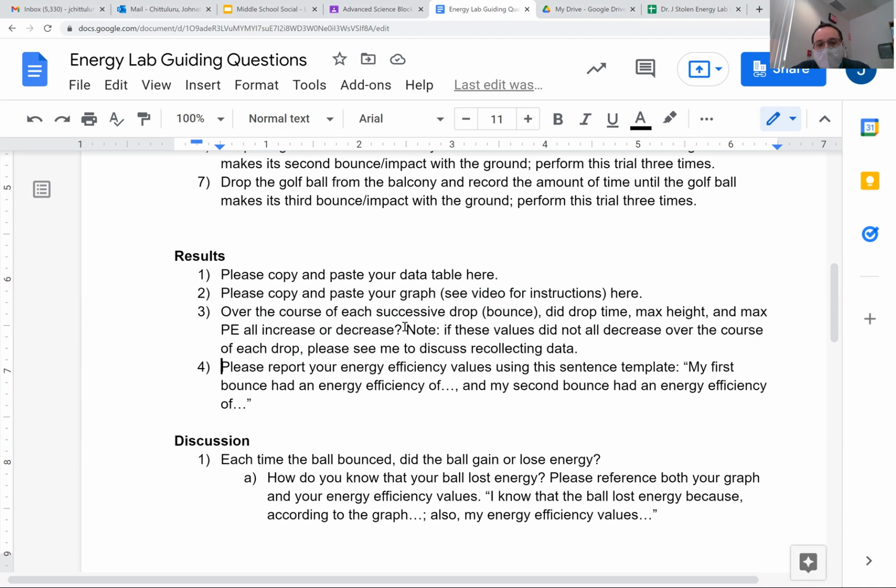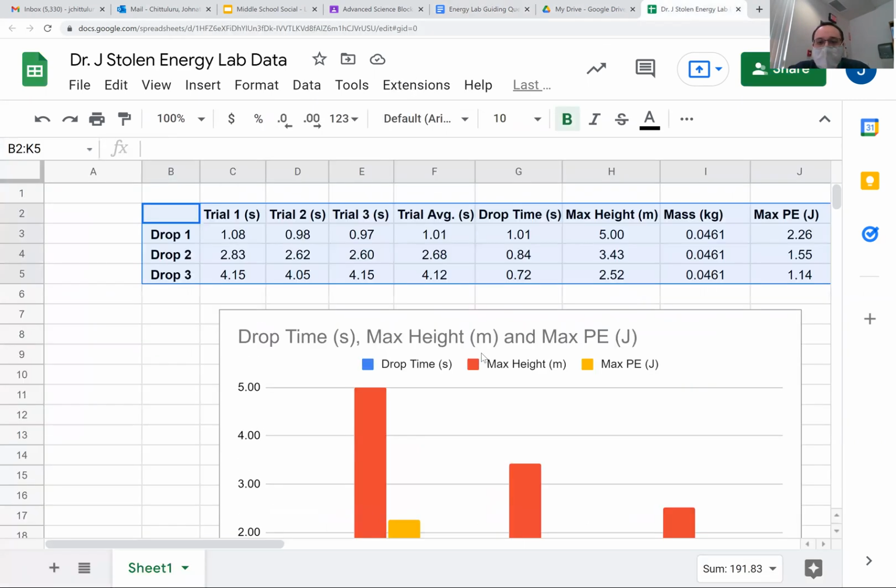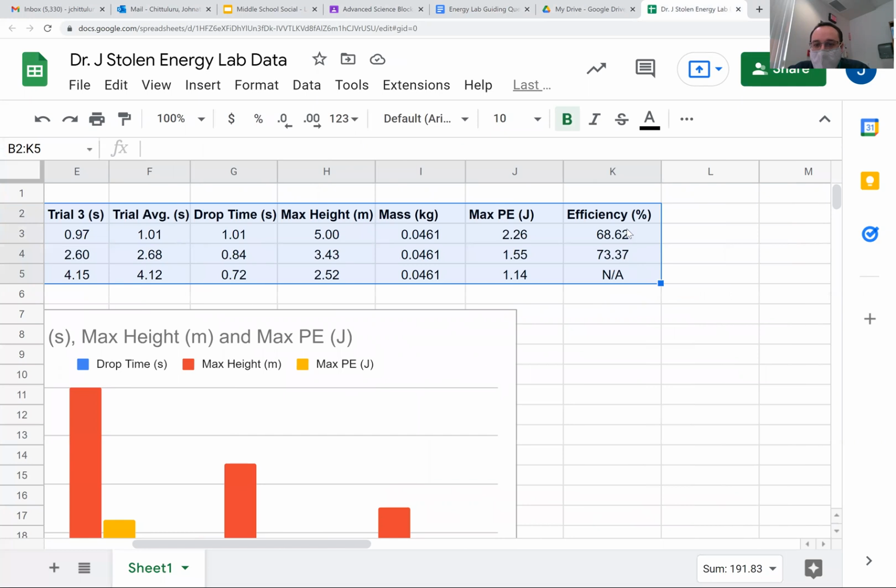Please report your energy efficiency values using this sentence template, okay? So it's ready to go. My first bounce had an energy efficiency of, and my second bounce had an energy efficiency of, okay, and what were those energy efficiencies? They're right in your table, right? So for this data that I've so conveniently stolen, my first bounce had an energy efficiency of 68.62 percent, and my second bounce had an energy efficiency of 73.337%.